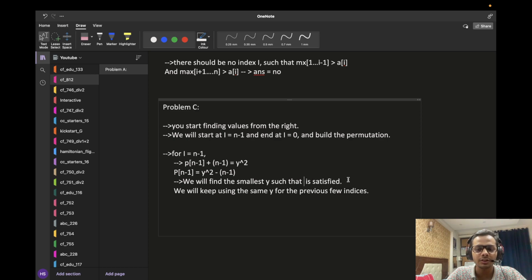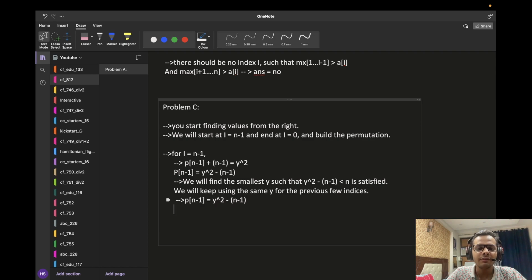We'll find the smallest y such that y square minus n minus 1 is actually smaller than n minus 1, because we want p of n minus 1 to be smaller than n minus 1, right? So we'll just simply find the first y where y square minus n minus 1 is smaller than n minus 1. So basically p of n minus 1 now becomes y square minus n minus 1, right? And this is a number which is smaller than n, sorry. So yeah, this is a number which is smaller than n, and so this can be a part of our permutation, so we are simply assigning p of n minus 1 to be this number.